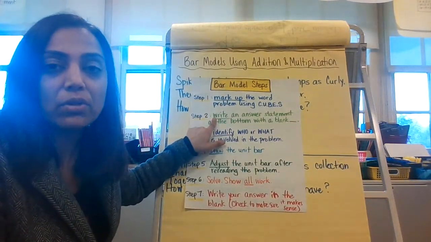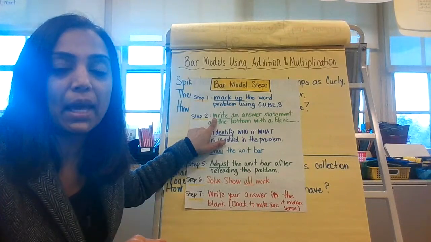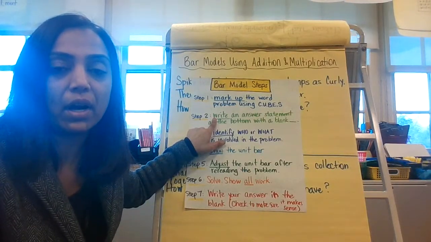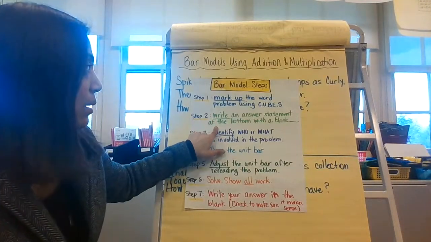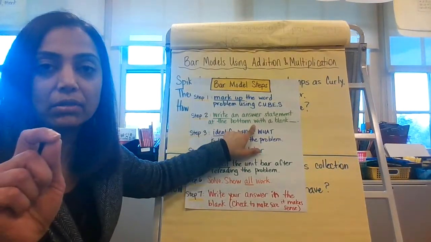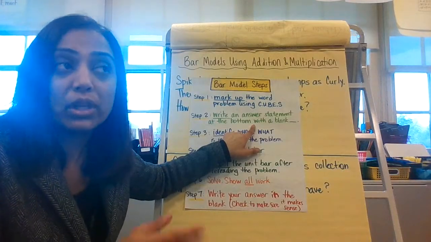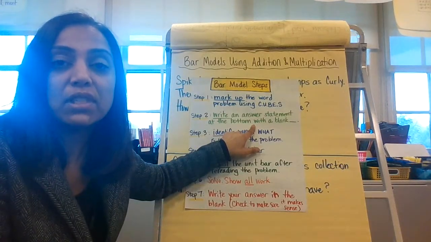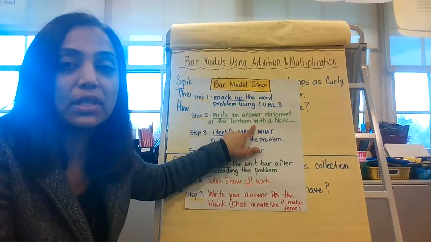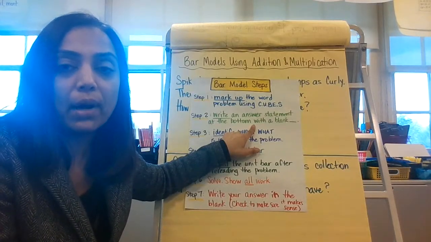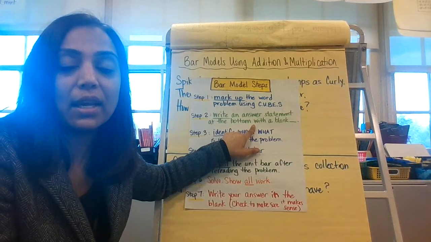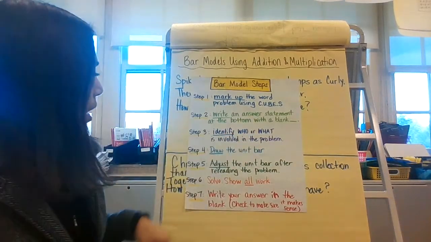Step 2, so that we don't forget, at the bottom of the page or the space that you have to do your calculations, you write an answer statement with a blank in the middle or at the end, or even in the beginning, which leaves space for your answer. And the reason we do this is because we want to make sure that when we read word problems that we respond to it in a sentence.